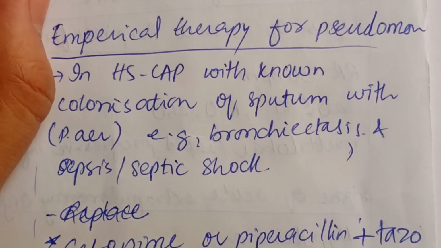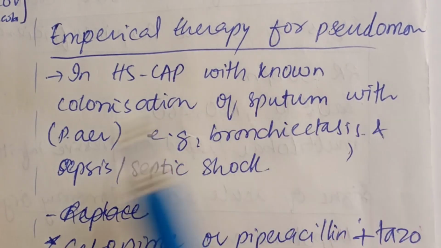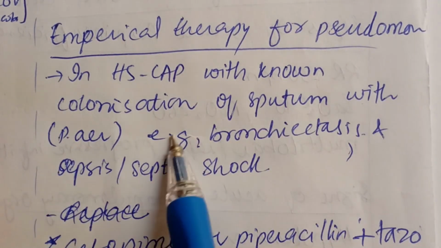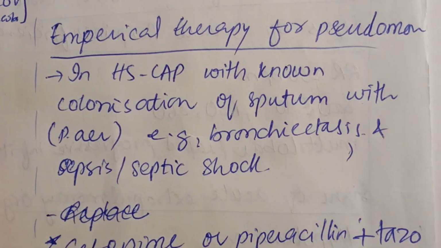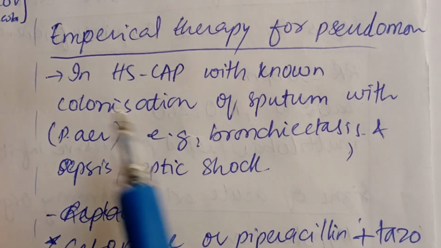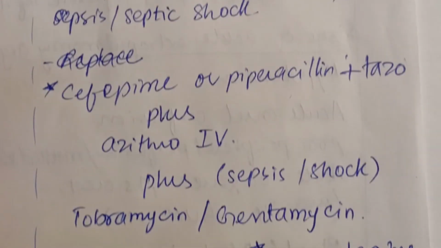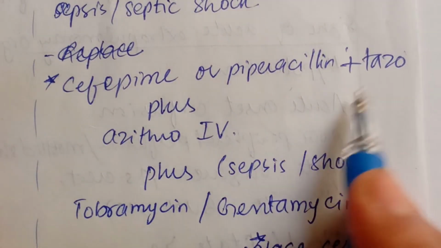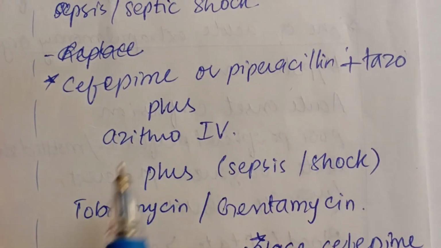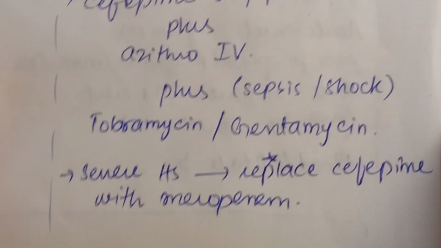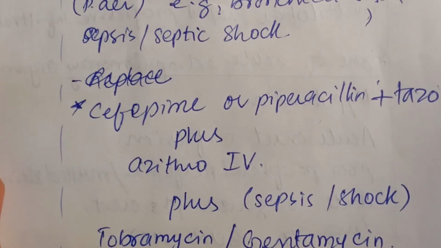Now we have the empirical therapy for Pseudomonas. In high severity community-acquired pneumonia with known colonization of sputum with Pseudomonas aeruginosa, for example, most of the time it is in patients with bronchiectasis, or the patient has sepsis or septic shock, we are going to suspect Pseudomonas aeruginosa, and the treatment of choice would be cefepime or piperacillin plus tazobactam. This treatment plus azithromycin IV, plus if the patient has sepsis or septic shock, we are going to add tobramycin or gentamicin.